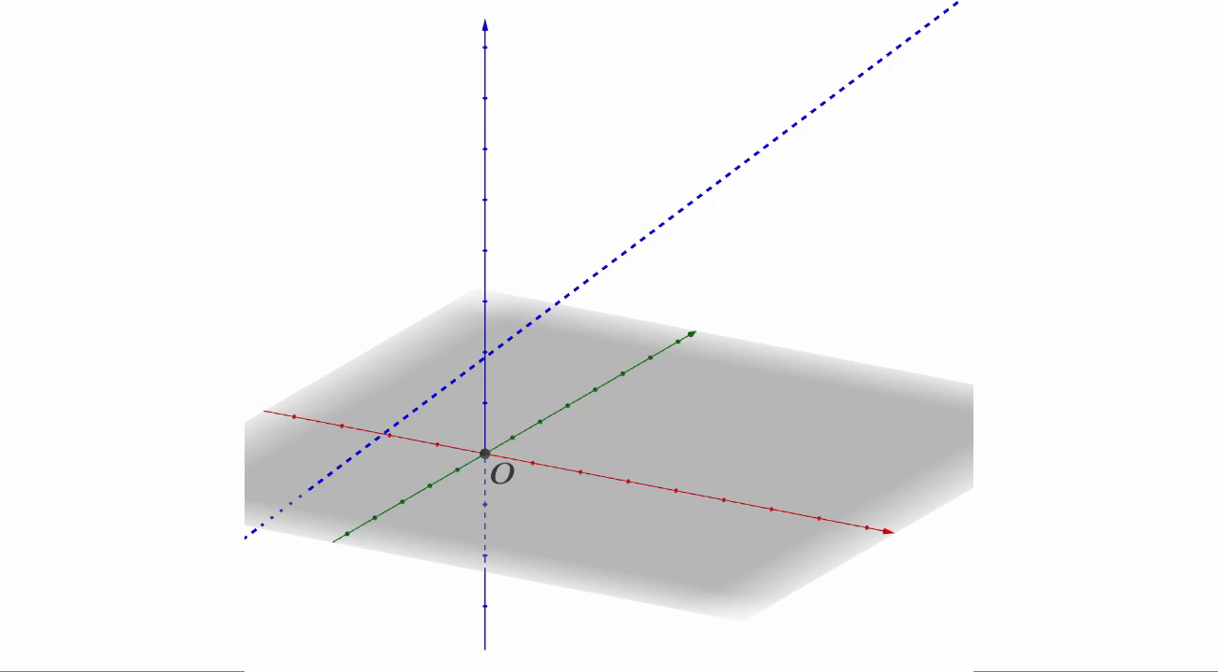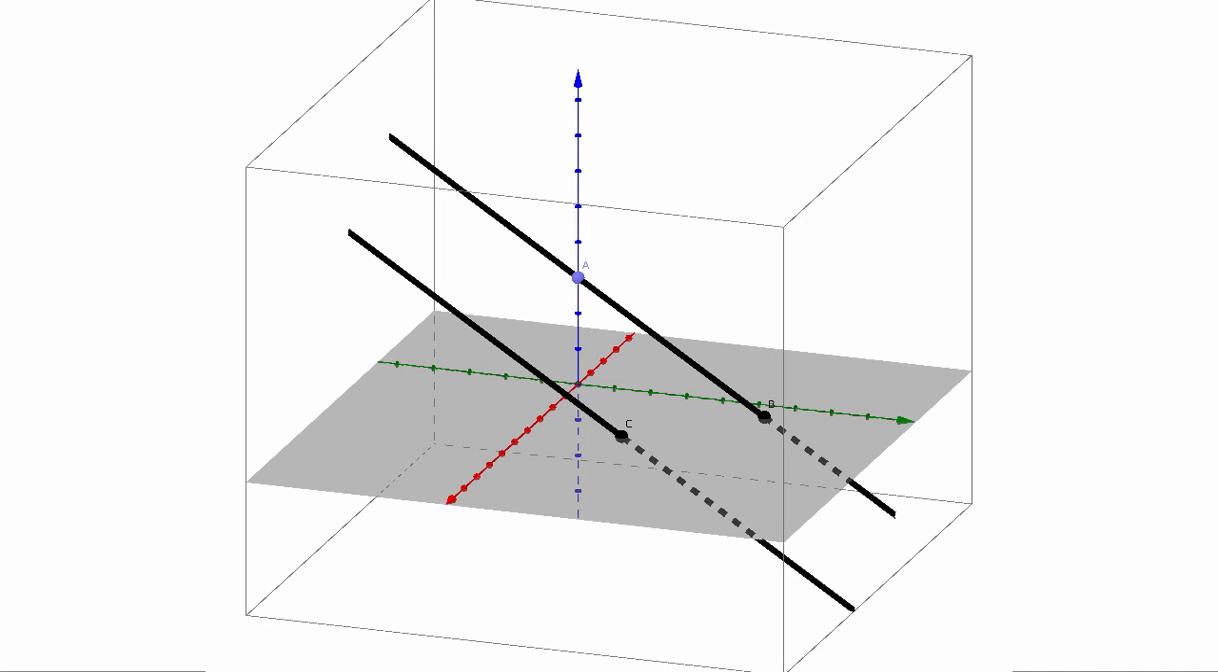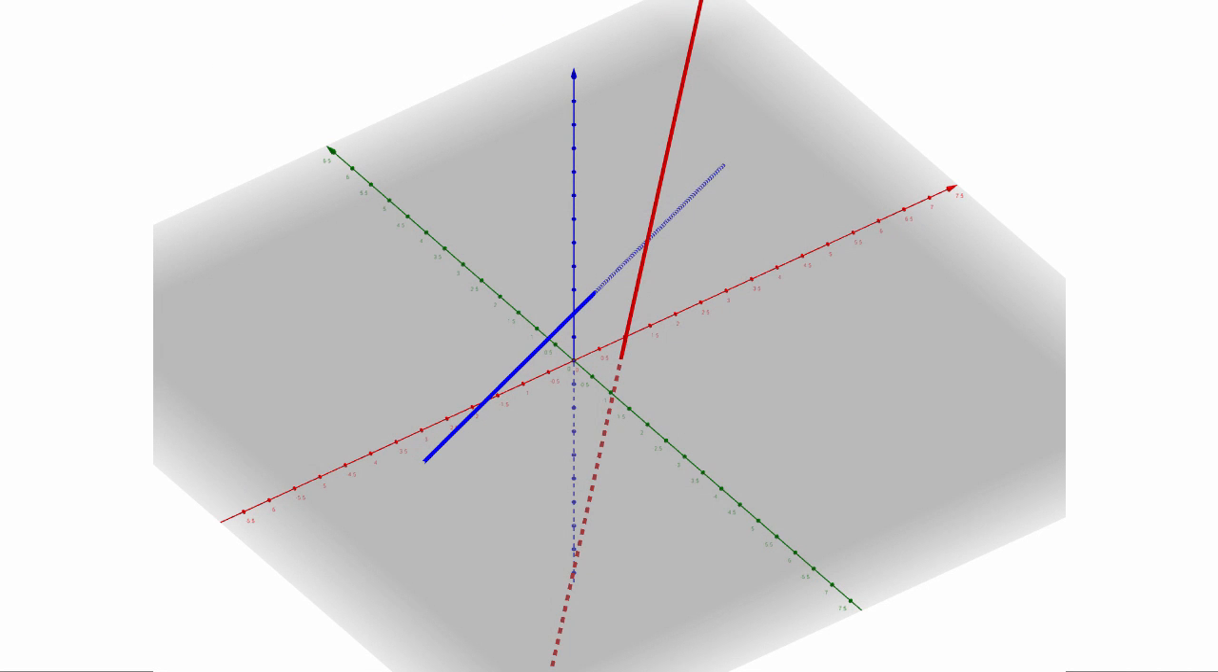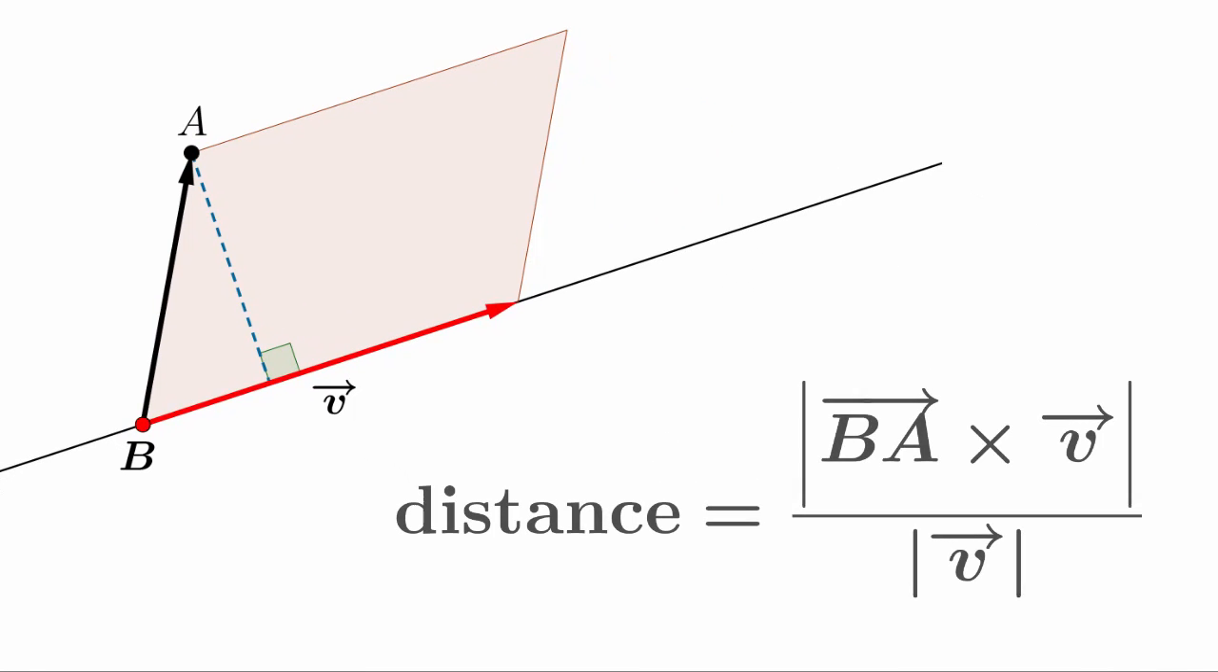In summary, we have just learned that in order to successfully represent a line in space, we need a point on the line and also a vector parallel to and showing the direction of the line. We have also learned that between two lines in space, they can either be intersecting, parallel, or skew. And lastly, we have been introduced to a technique for finding the distance between a point and a line.